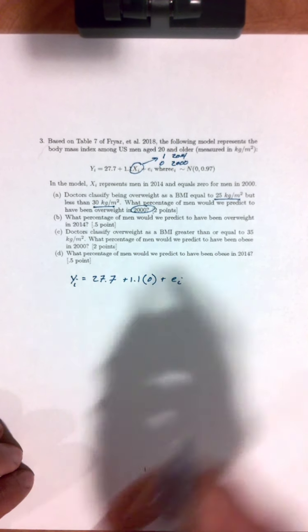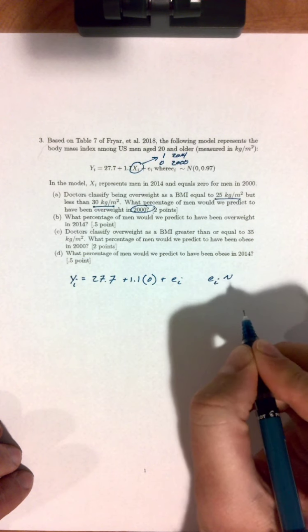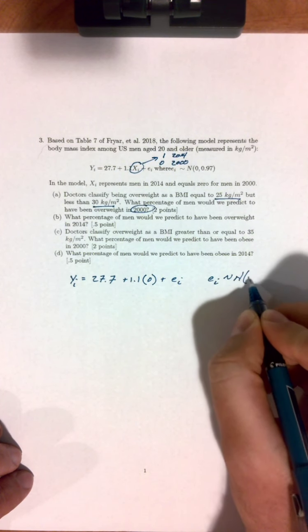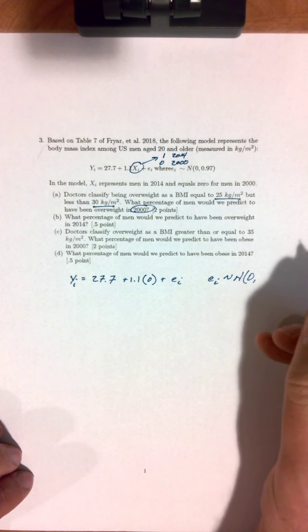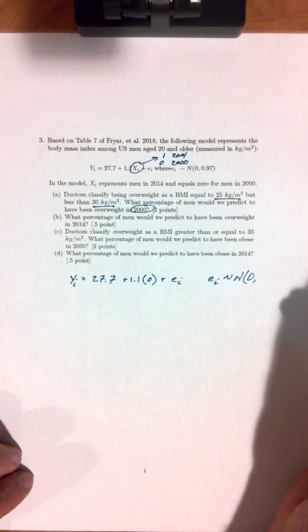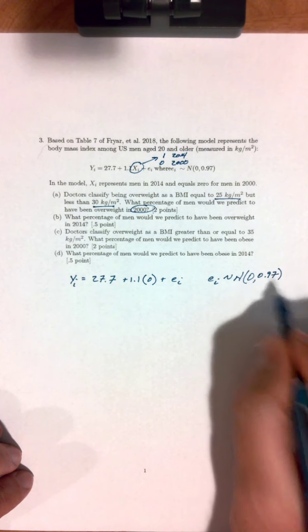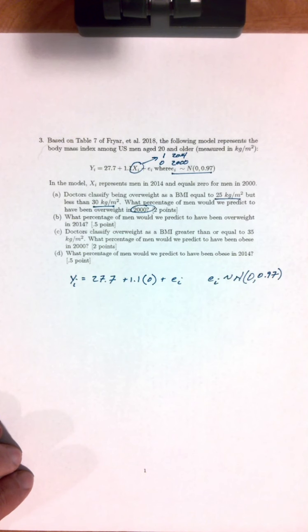And we also know that ei is distributed. Remember, this little tilde means distributed. Normally, the N means normally. And the errors have a mean of 0, and our standard deviation is expressed as 0.97 kilograms per meter squared, which we get from right here in the equation.